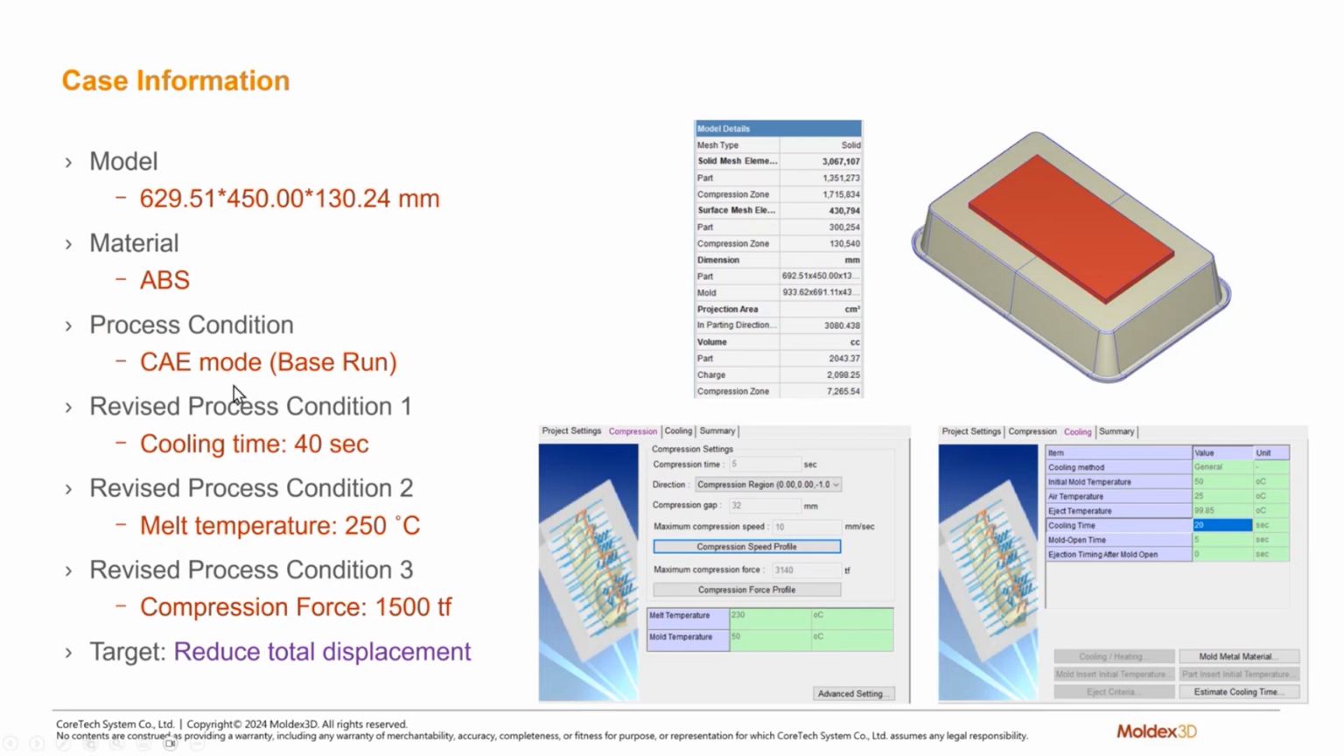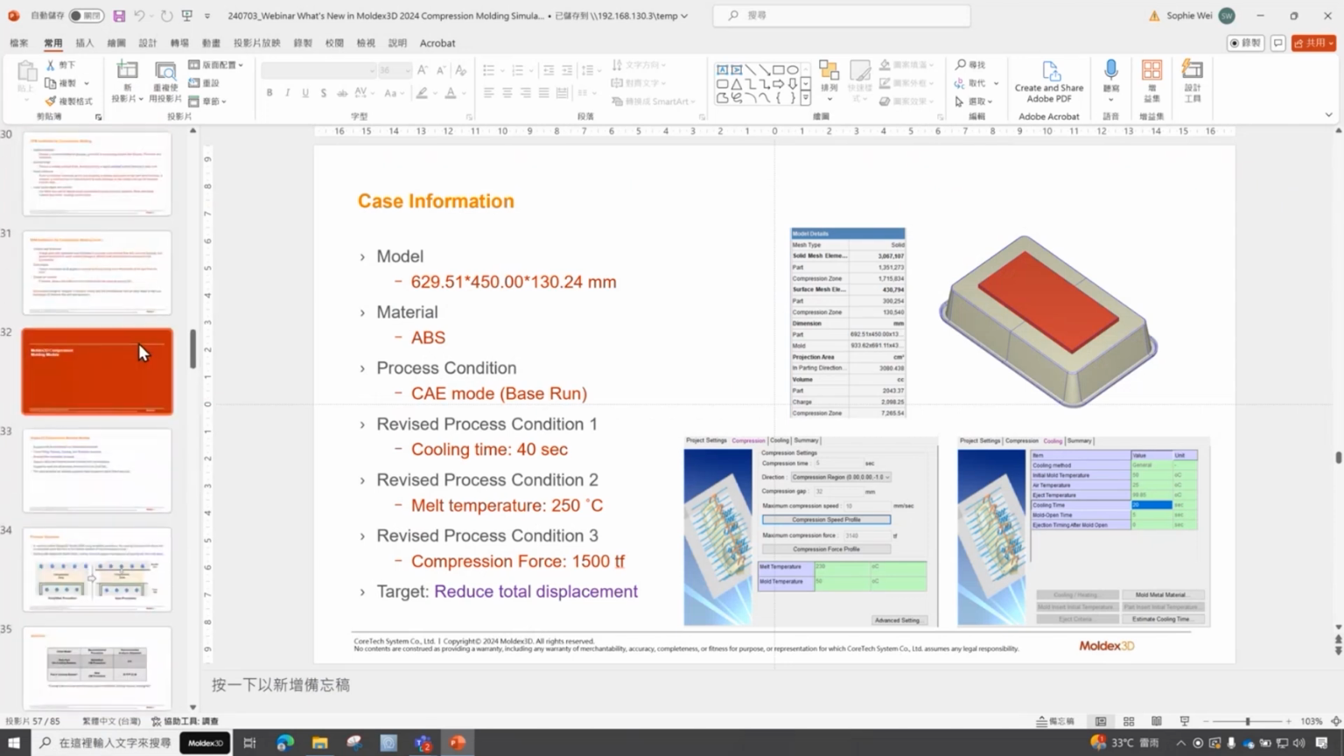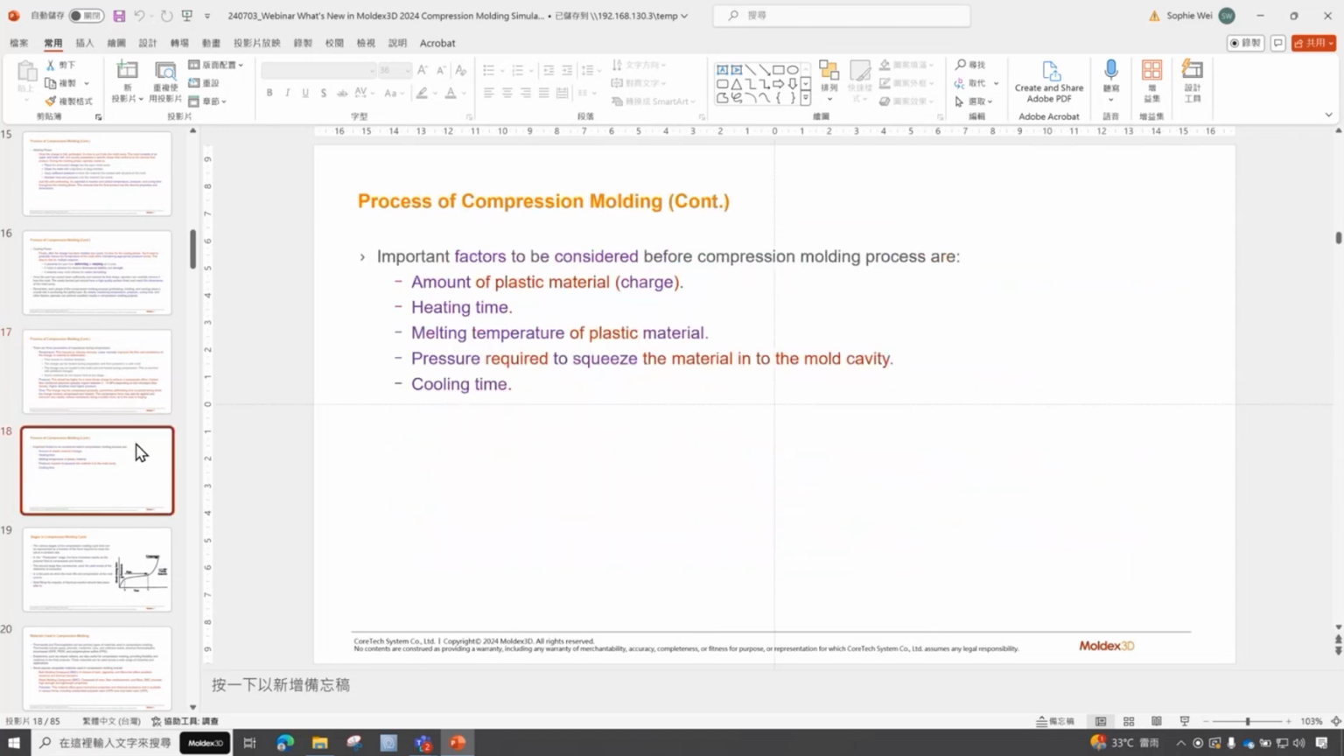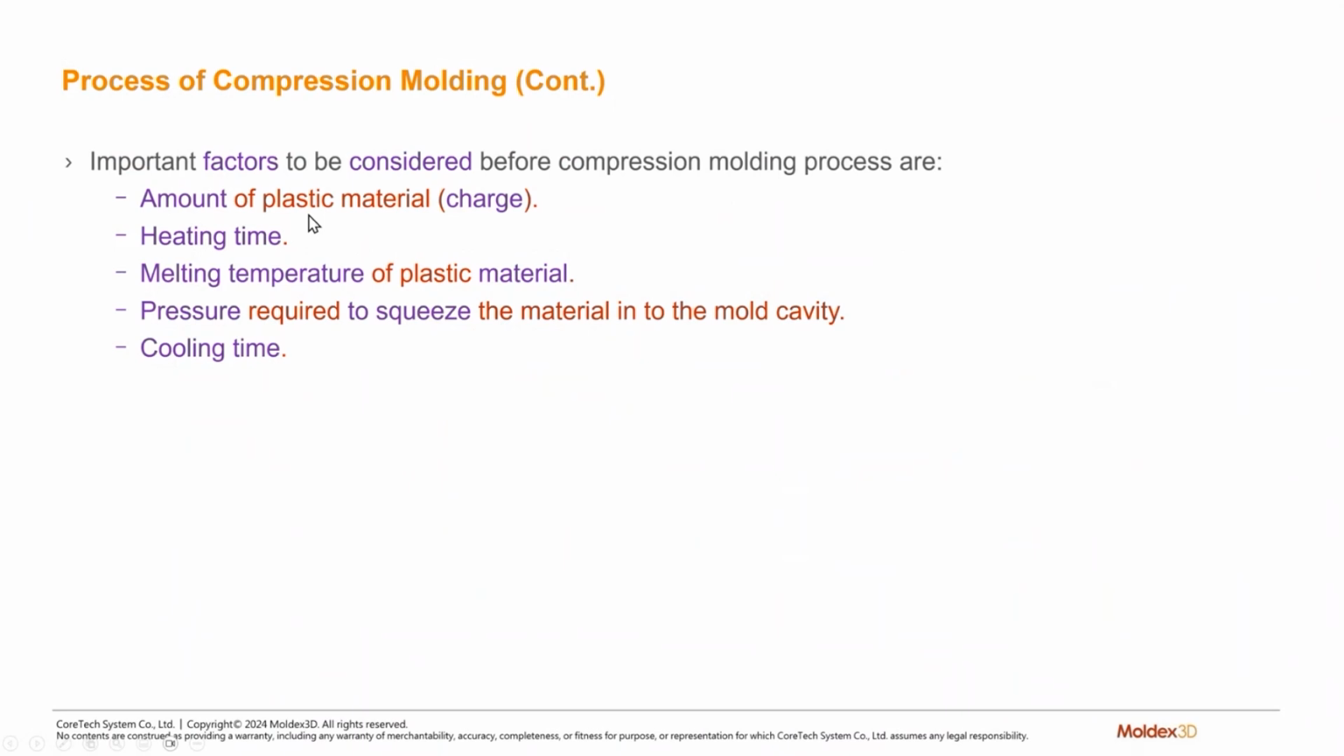We can go back to page 18. Here, as I mentioned, you need enough amount of plastic material, so in Moldex3D simulation, you need to adjust the charge. The second one is preheating time, which means you have to preheat your charge, so you have to control the preheating time. In simulation, we did not use this one. So I will use the melt temperature, the pressure, and the cooling time as the revised process conditions.